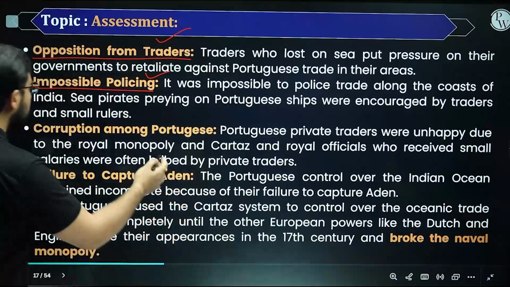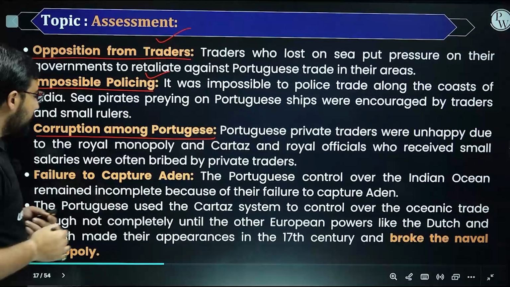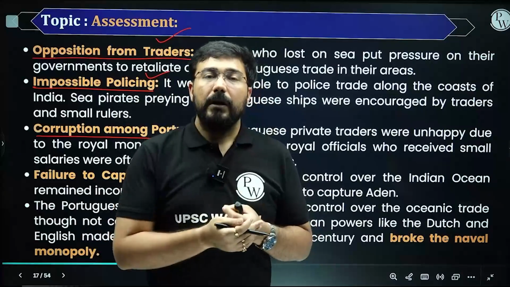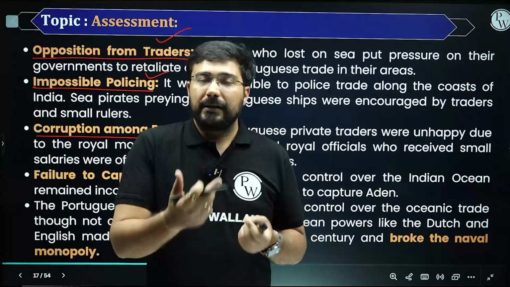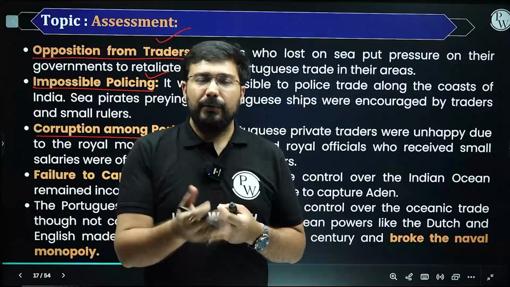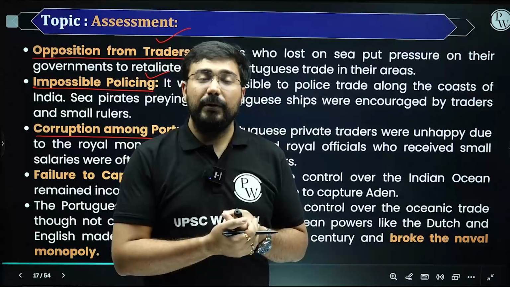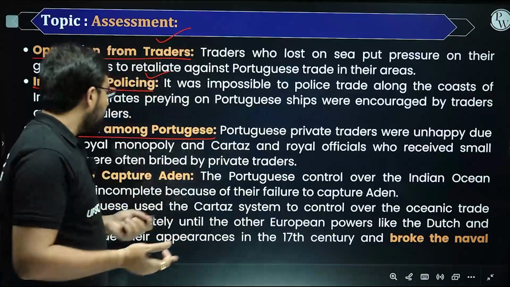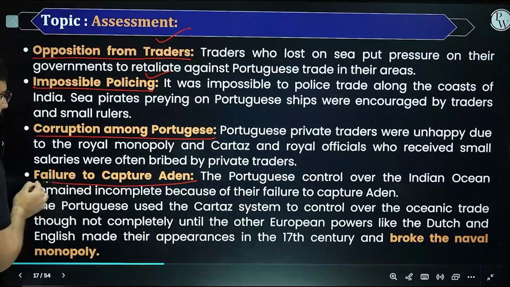Number three, Portuguese officials were also corrupt. Many of them were ready to assist the other traders, saying that we can help you out, you just give us some money. So because of corruption, the Cartaz system etc. could not be applied 100%. They could not capture the area of Aden.